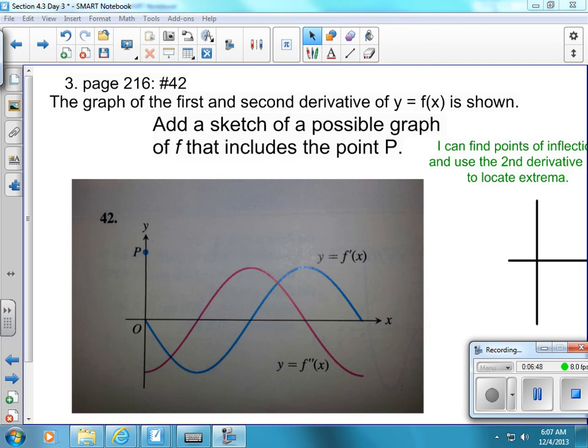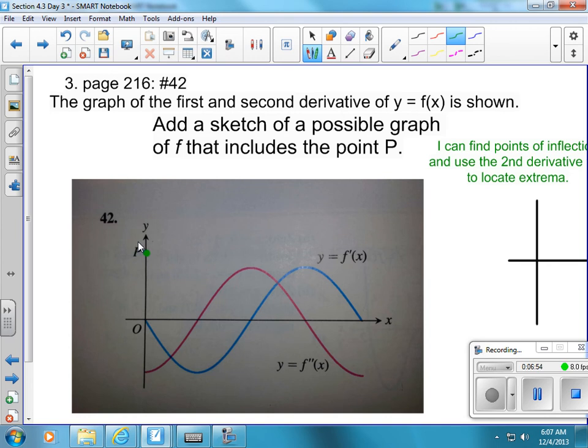Let's evaluate this graph first. We're going to draw another graph right on here that starts with point P and goes somewhere. All right, so let's take a look at this graph, and let's look at the blue one first. That's the first derivative. Remember, when the first derivative is equal to 0, this is a max or a min. Down here, we have a decreasing function.